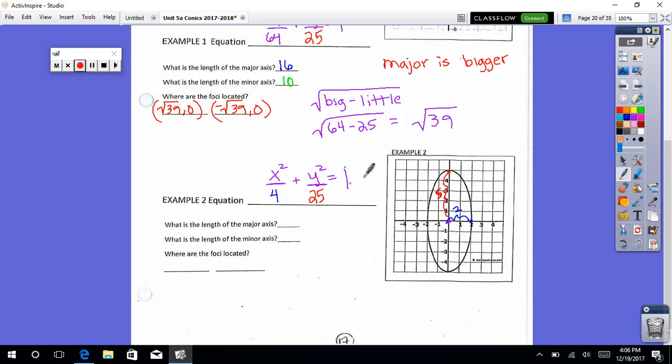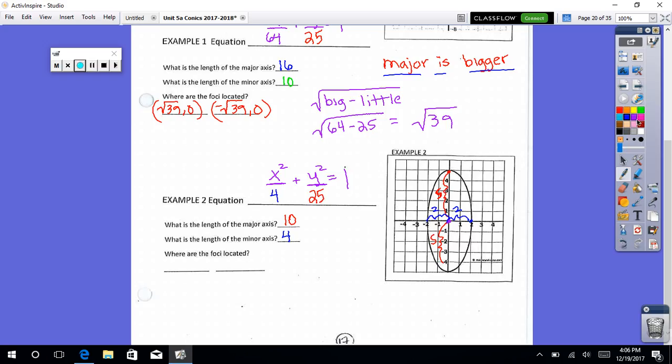In this case, our major axis is actually our Y, because he is the taller one. Remember, the major axis is bigger. So in this case, we have a 5, which means that it's 5 on this side too. 5 plus 5, our major axis is 10. Our minor axis, 2 plus 2, which is 4.